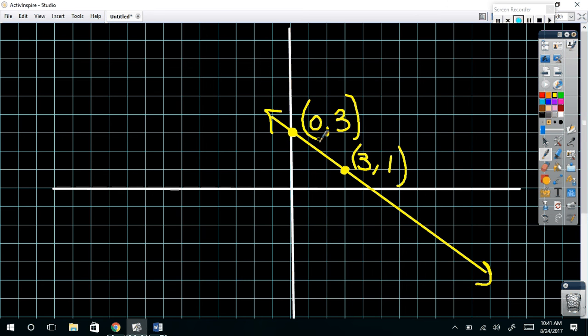Yes. So, just looking at the yellow line, is that a positive slope or a negative slope? That's a negative slope. It's going downhill, right? Okay.